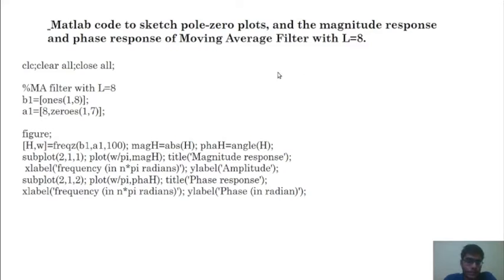So 8 samples were there with a time delay. All these coefficients are 1, so that's why there's a string of 1s over here. And here we are multiplying by 1 by 8. So the denominator has 1 value followed by 7 zeros. Now in this function we are giving B1 and A1 to get H and W. This gives the magnitude response and this gives the phase response that we have plotted over here. Now we have done W by pi to normalize the x-axis.